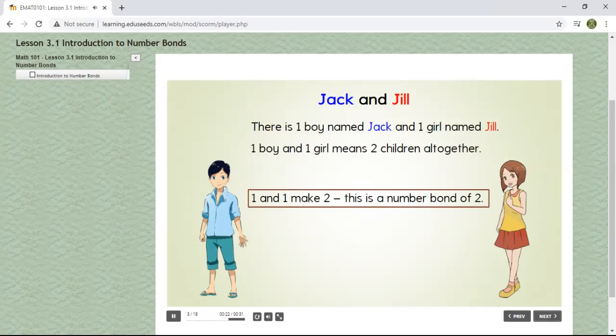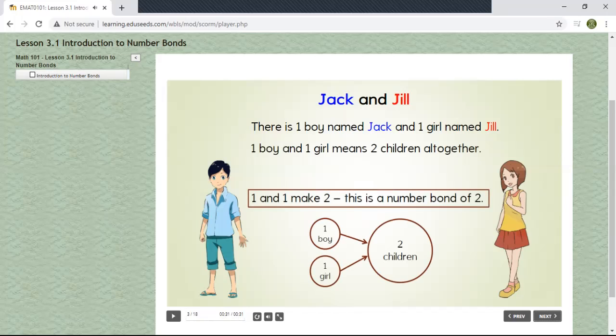We say that 1 and 1 make 2. The pair of numbers 1 and 1 is a number bond of 2. One boy, one girl become 2 children.